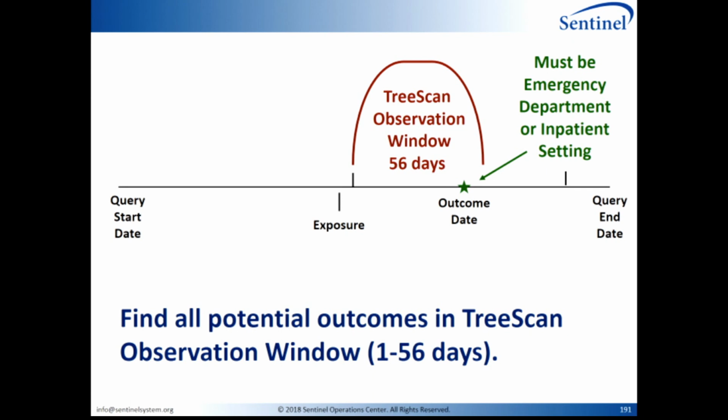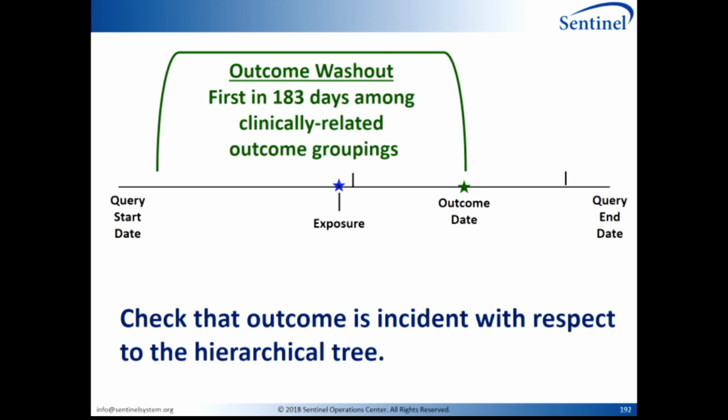We're going to look for all potential outcomes in that window, and we're going to record the dates of those outcomes. Then we're going to check that they're the first outcome in a particular period of time. This is very similar to what Justin showed before. If you see an outcome, you want to know it's the first outcome in a certain amount of time, because you don't want to be following somebody for some pre-existing condition where they continue to have that outcome and you're just seeing the natural progression of that history.